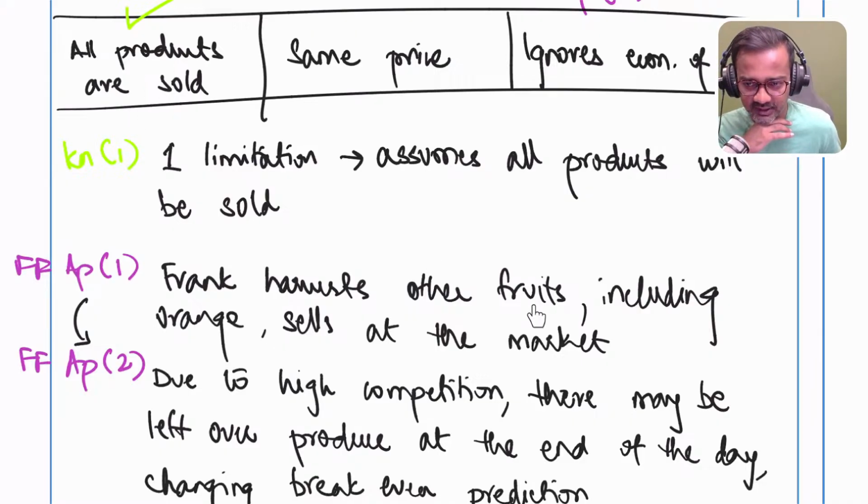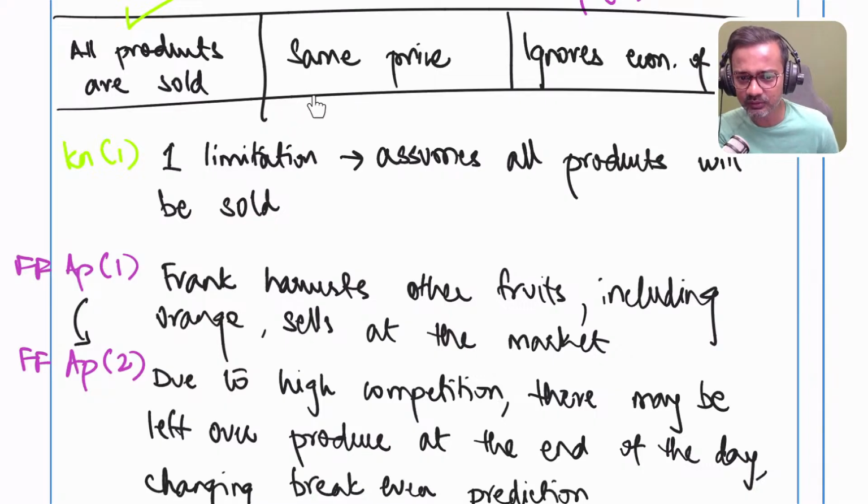It assumes that he goes to the market, there's a competition, he may not be able to sell everything, and that may mean the break even is not usable. If we were to use the second point, if this was your choice, remember, you don't have to do both, you have to have just one limitation. So don't waste your time on two.